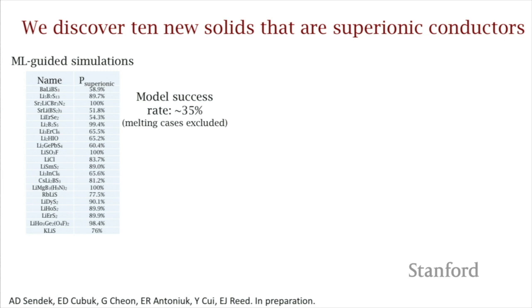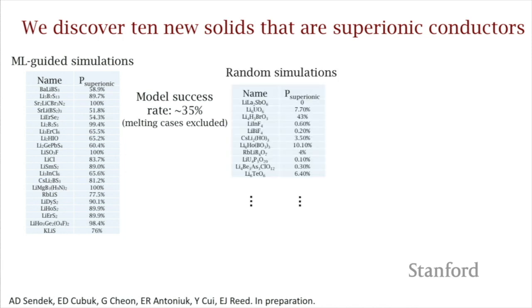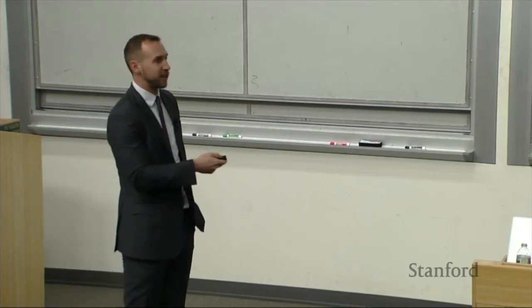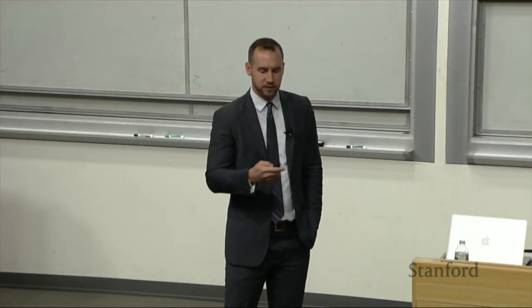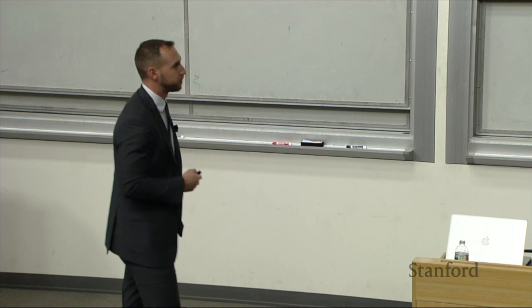Not super important. But then we started doing the exact same procedure, but we were simulating materials that were chosen at random. And what we found in that case was that the success rate was about 10%. So you can see right away that going from random to this machine learning driven effort, you have about a 3 to 5 times improvement, depending on how you count this, in the rate of successes of our effort.